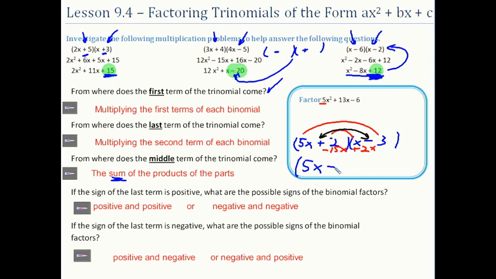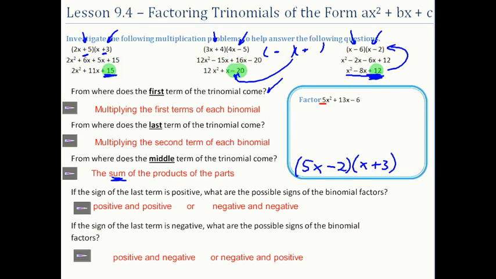So we're going to do 5x minus 2 times x plus 3. Let's check this. The 5x times x gives me the 5x squared. The negative 2 times the 3 definitely gives me the negative 6x. I want to check these two. So 5x times 3 is 15x, and then negative 2 times x is minus 2x. They do combine to give me the 13x.